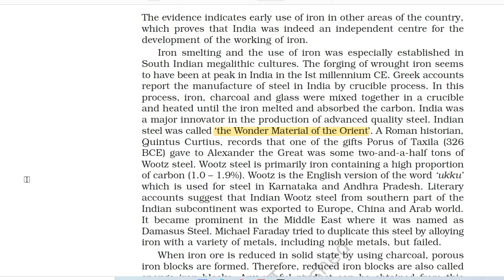Literary accounts suggest that Indian wootz steel from the southern part of the Indian subcontinent was exported to Europe, China and the Arab world. It became prominent in the Middle East, where it was named as Damascus steel. Michael Faraday tried to duplicate this steel by alloying iron with a variety of metals, including noble metals, but failed.